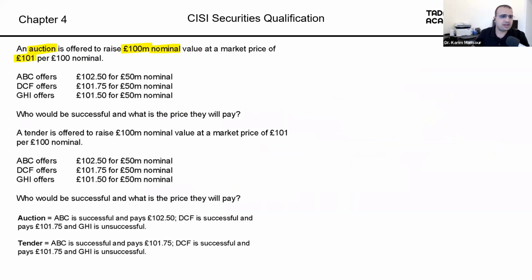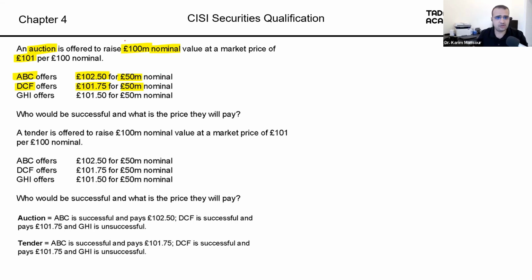So who offered? We've got three gems. Remember, this is an auction, so it's in the UK. Three gilt-edged market makers offered. The first one, ABC, offered to pay £102.5 for every 50 million nominal. DCF, 101.75 for every 50 million nominal.